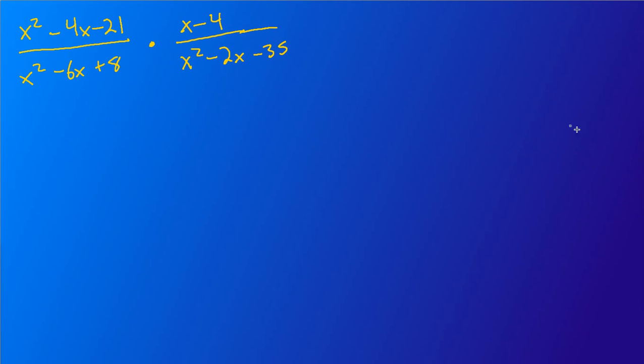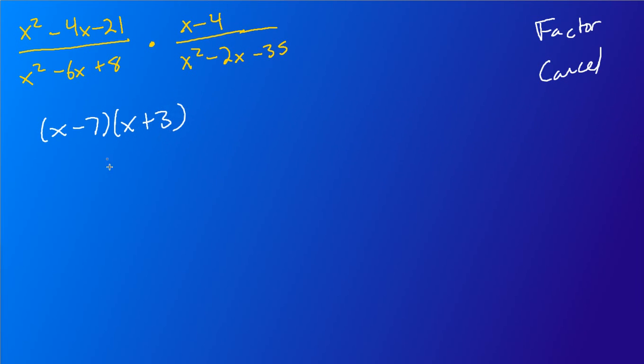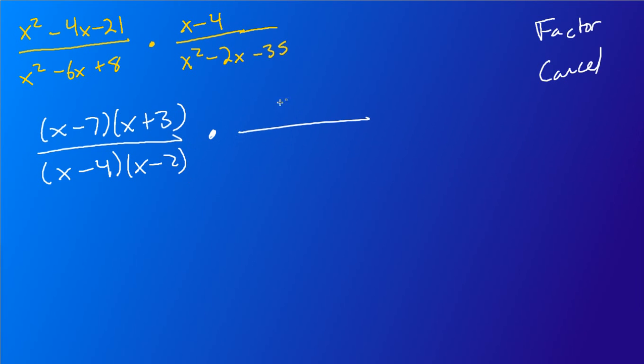Let's go back to multiplication for a second. So, what are our steps? Let's emphasize these steps. Factor, cancel. So, how can I factor this? x minus 7, x plus 3. Factor our denominator. No flipping. That second numerator does not factor. Factors of 35 whose difference is 2. Thinking 7 and 5. 7 times 5 is 35.